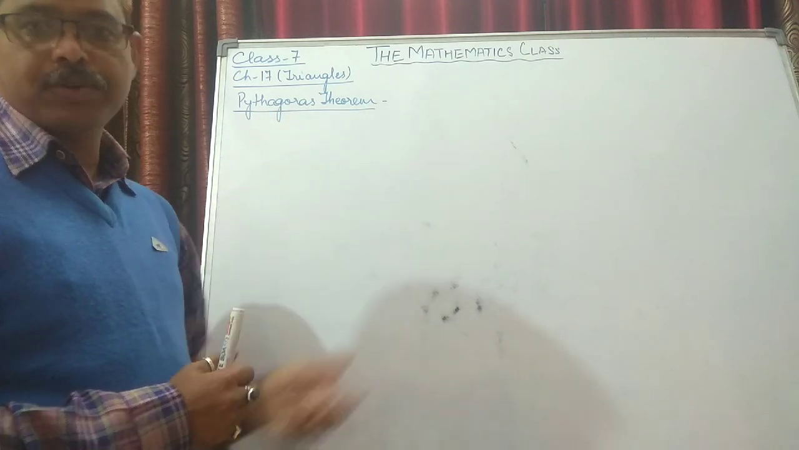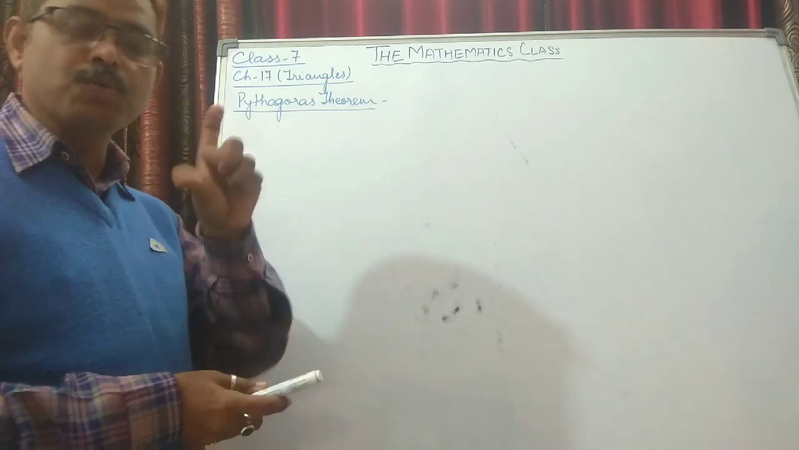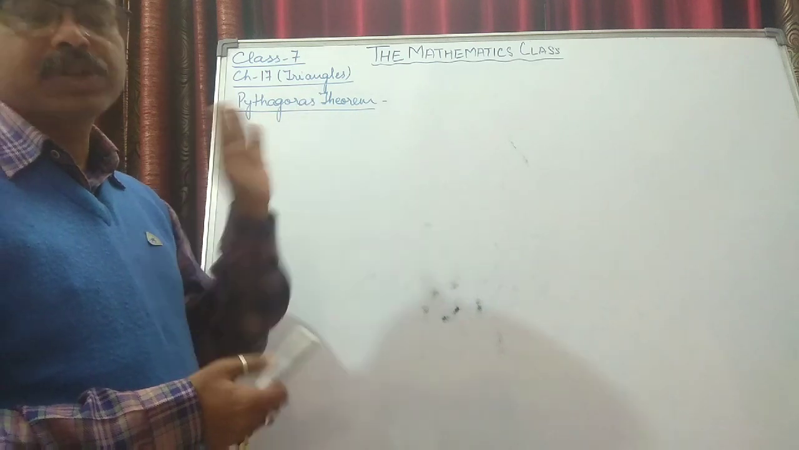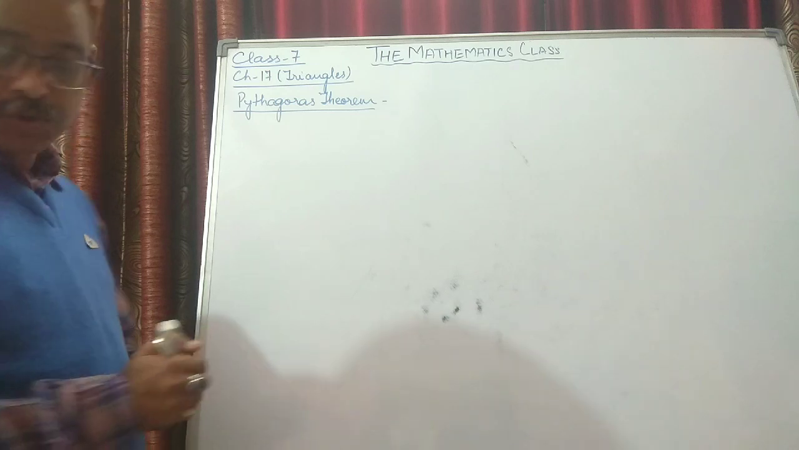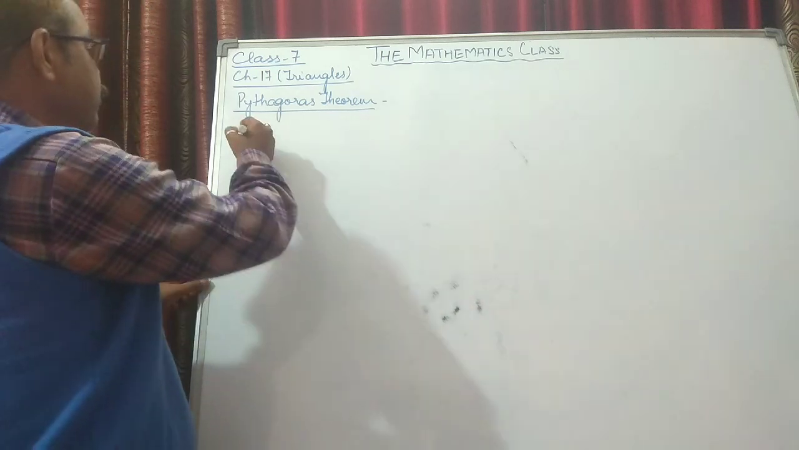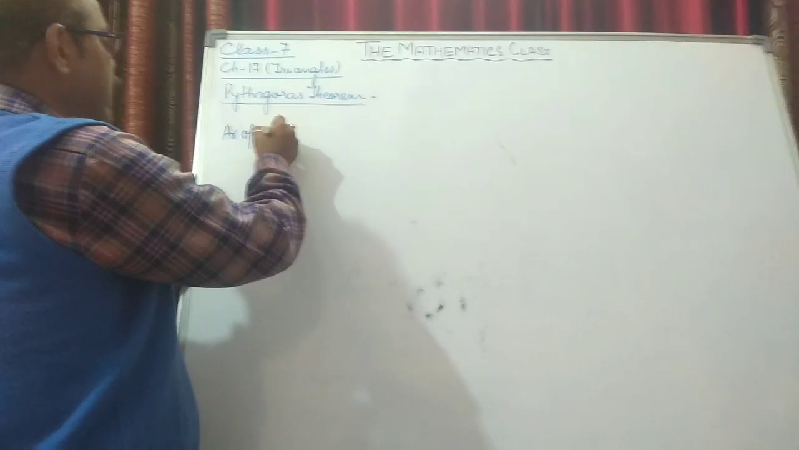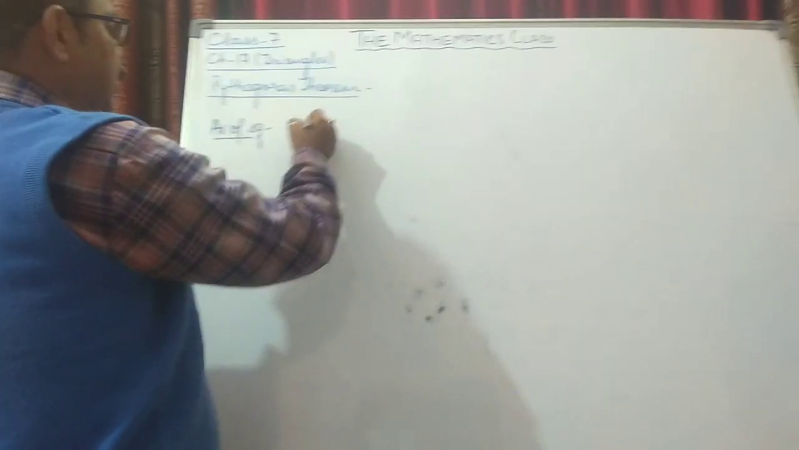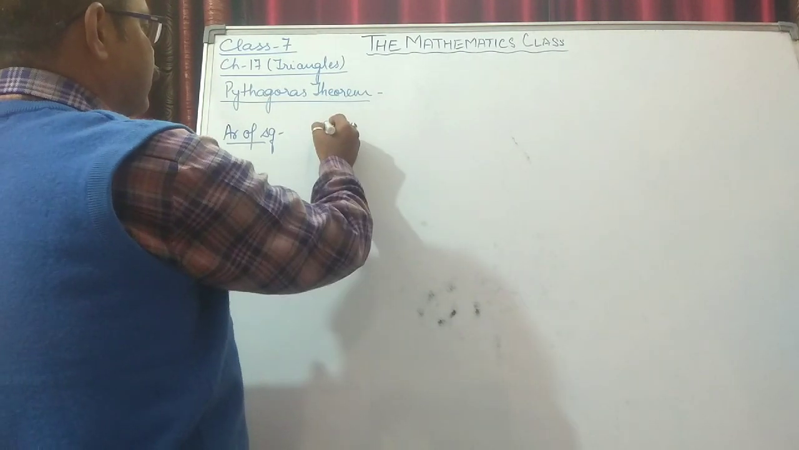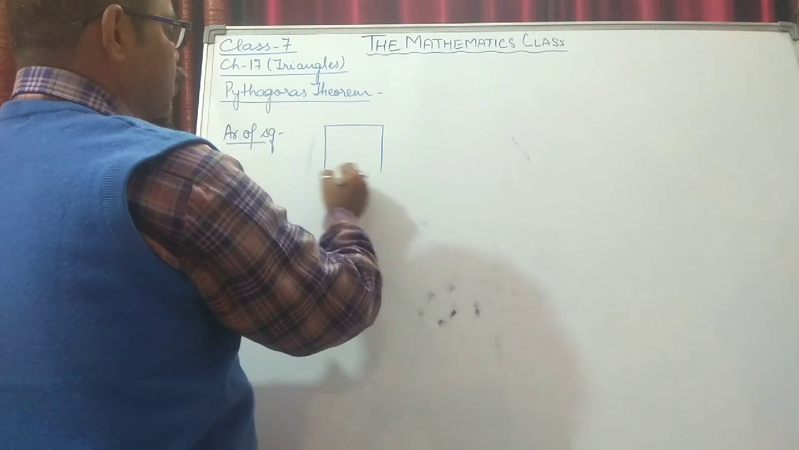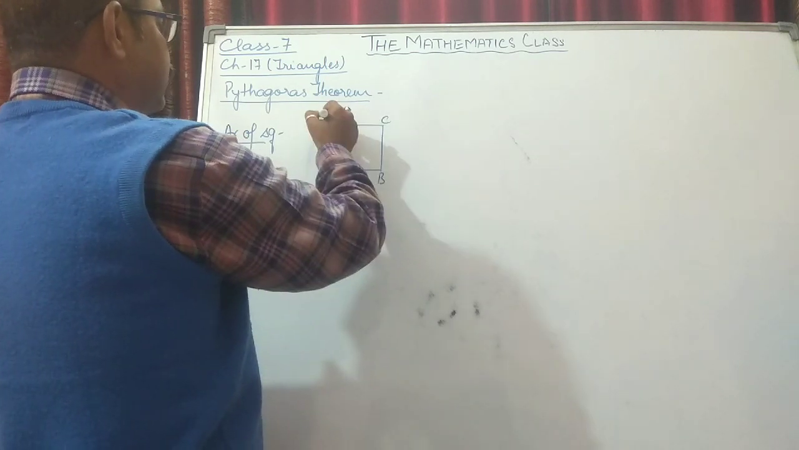So before we start this topic, Pythagoras theorem, we need to understand two concepts which are used in Pythagoras theorem for your level, for class 7th level. So the first concept is area of a square. Suppose I draw a square. This is a square ABCD.